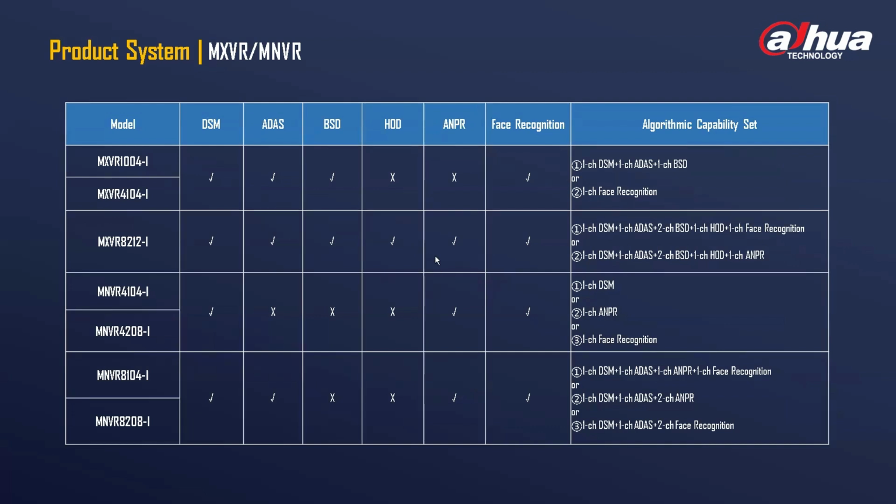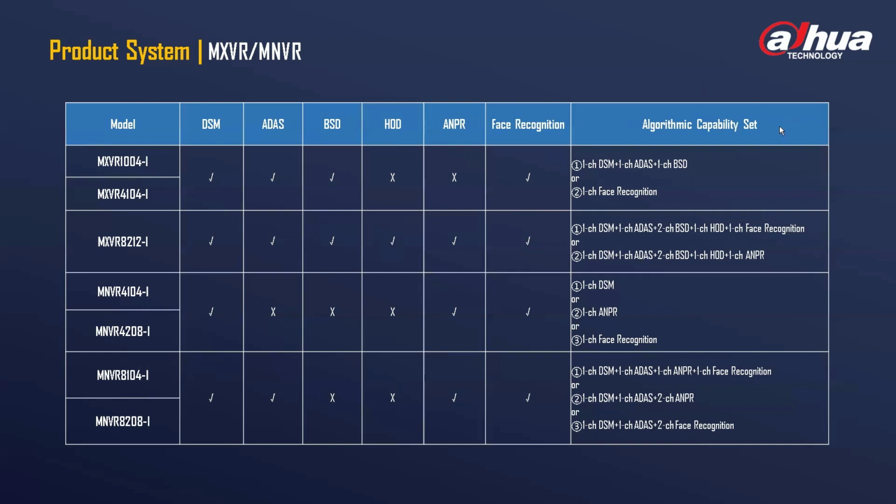Then we're just trying to do some comparisons on the same MXVR and MNVR. So all of them support GSM. Advanced Driver Assistant, MNVR 4104-I and 4208 does not support. BSD, blind spot detection, I can see it's supported only by MXVRs. Then we have HOD, which is only supported by MXVR, 12 channel, and that's it. Then ANPR is supported by all apart from MXVR 1004 and 4104. Then all of them support face recognition.